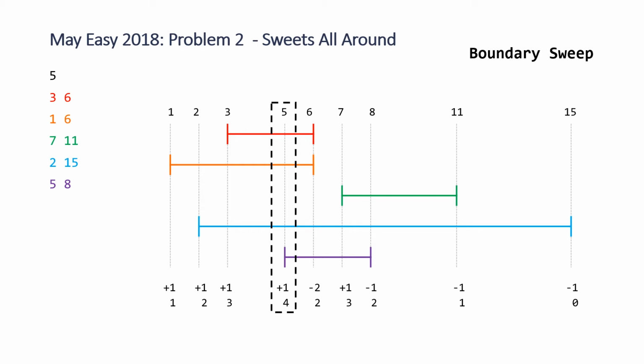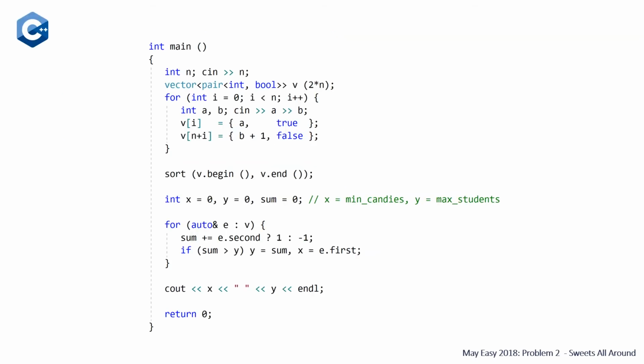So let's take a look at those solutions. So here we have our C++ solution. At the top of our main function, we're reading in n, which is the number of students. We are then declaring our vector of pairs, and we are initializing this to have size 2 times n, because for each student we will have 2 values.